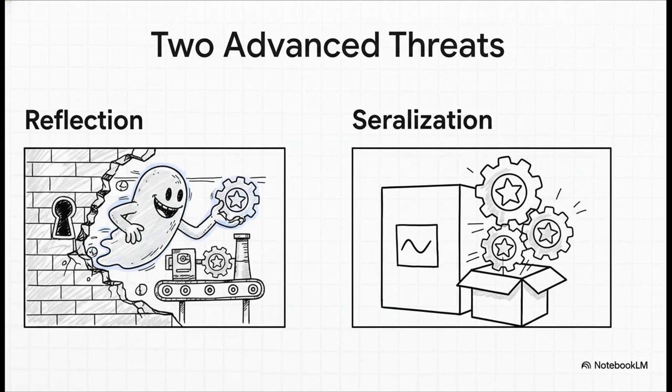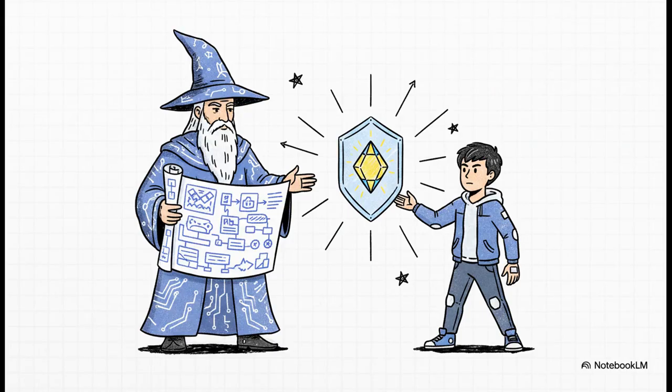Using something called the Reflection API, a really determined programmer can actually bypass our private constructor and just create new instances whenever they want. And if you serialize your Singleton, save it to a file, and then deserialize it later, Java will, by default, just create a brand new object, again, breaking the pattern completely. So how do we build an unbreakable shield against these super advanced attacks?